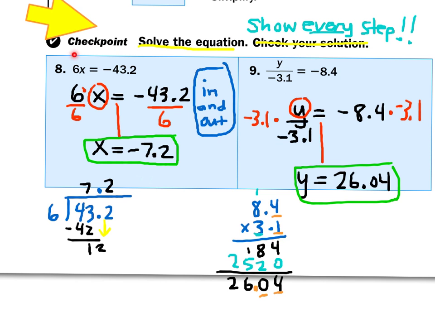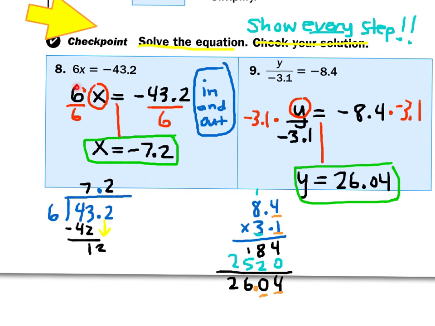Okay, let's look at this last checkpoint. Solve the equation. Remember, you don't have to check your solution, you just have to show every step. Take a look at number 8. 6x equals negative 43.2. So write the equation exactly like it's printed, circle the variable, bring the wall straight down. Look at what's touching the circle. It's multiplying by 6. So you use the inverse. Divide both sides by 6.